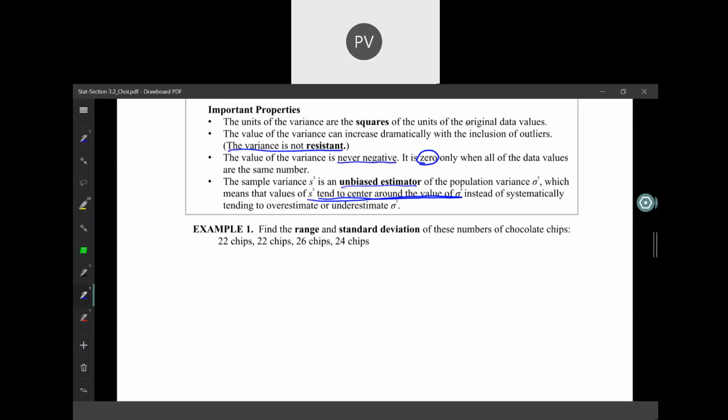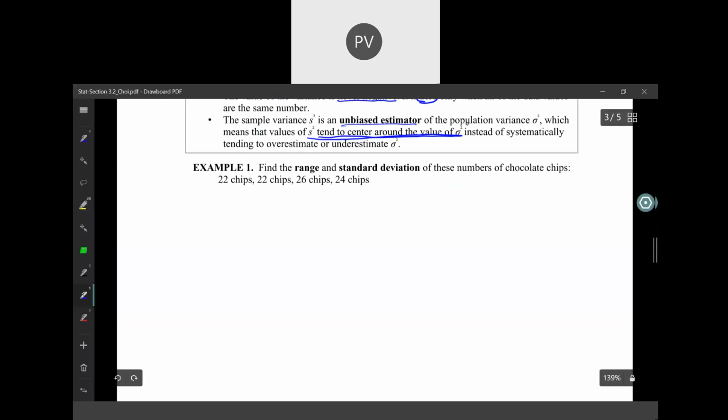Now let's see how to compute the range and standard deviation of these numbers. Range equals maximum minus minimum, right? Which is the maximum number here? 26 minus 22. The range is 4.